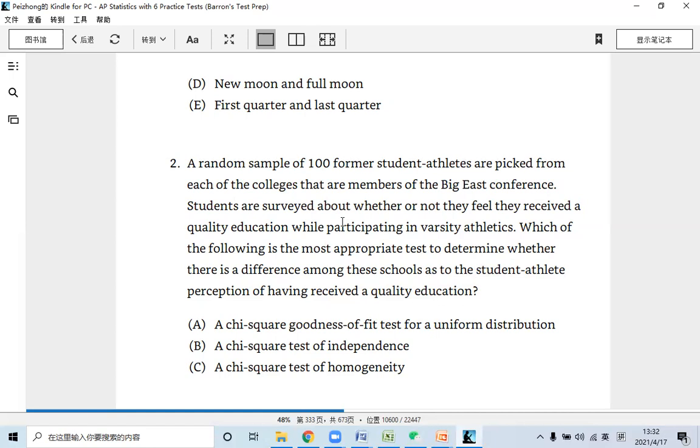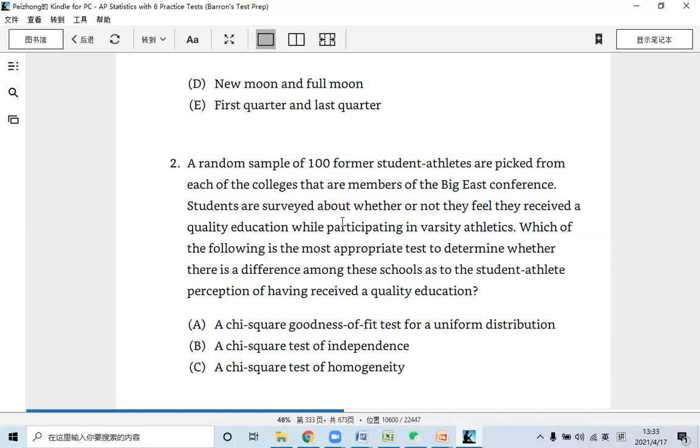Sometimes it's difficult to differentiate between a test of independence versus a test of homogeneity. And the difference is the number of samples. In this case, you have separate samples, many samples. Each sample would have 100 people, each coming from one university. And you are trying to test, are these different samples homogeneous?